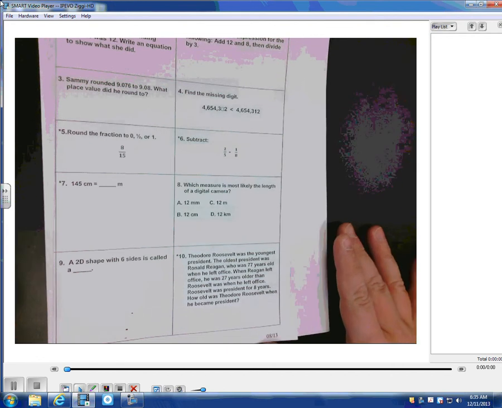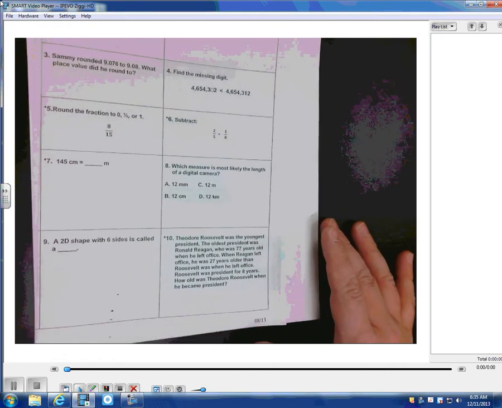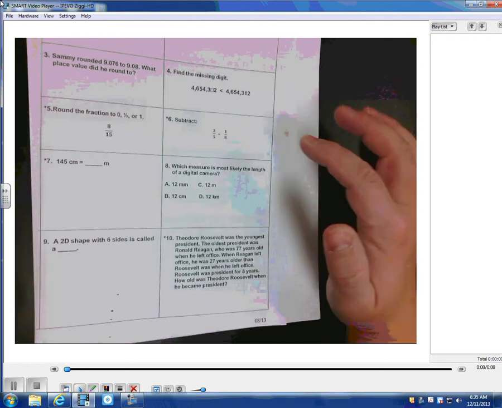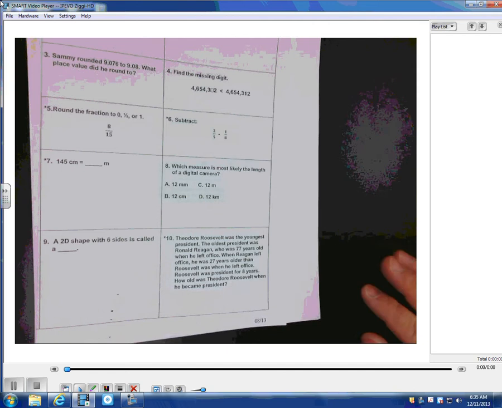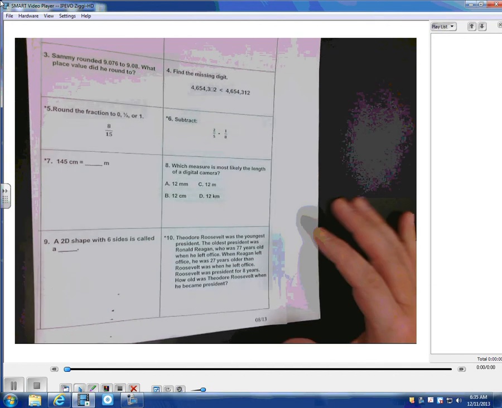Okay, move over numbers 6 through 10 on a week 14 review sheet. Number 6, I am not going to go over. We haven't gone over that in class yet, so I'm not going to go over number 6. You probably will have to take that off your review sheet. So, not going to go over number 6. Number 7, we will go over.